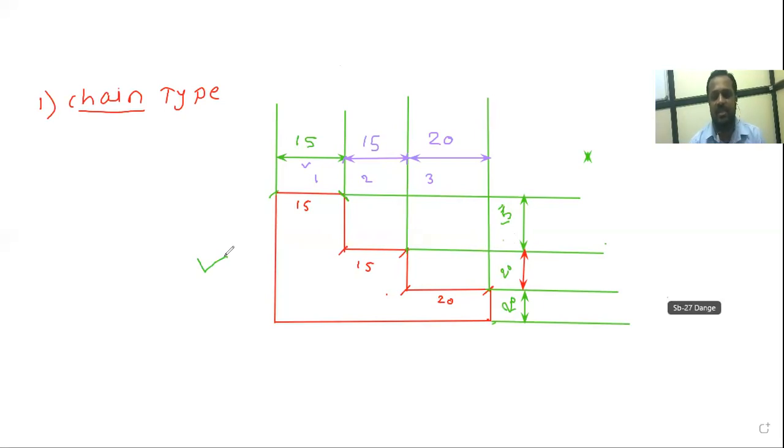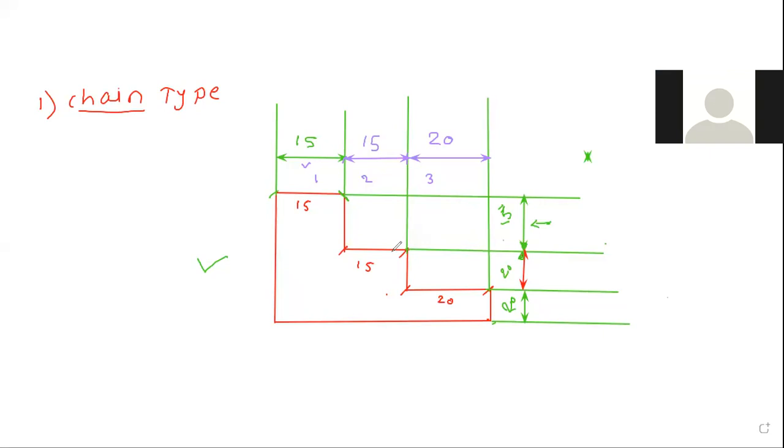In chain type dimensioning we are showing the dimension for each individual part. Like this we have to draw the dimension line, so it is called a dimension line. See, the arrows of each dimension should be like this, the arrows should match each other. It is called the chain type dimension. So understood? Yes. Yes, sir.